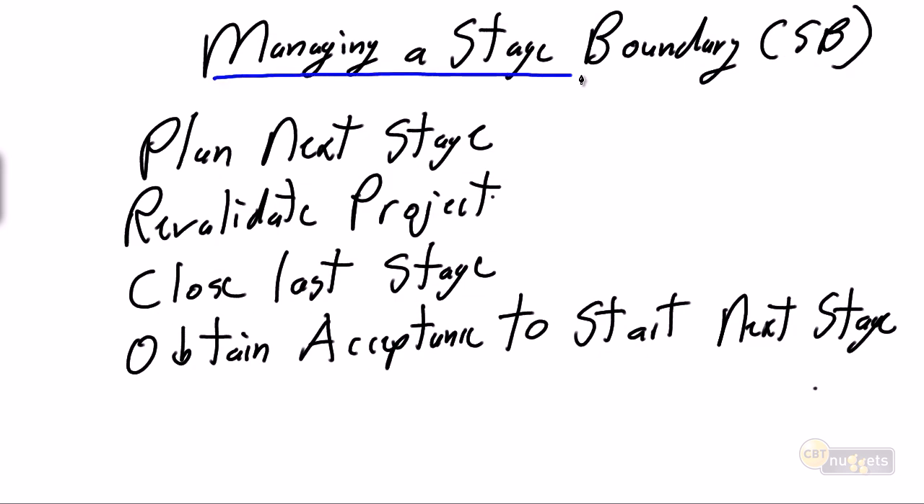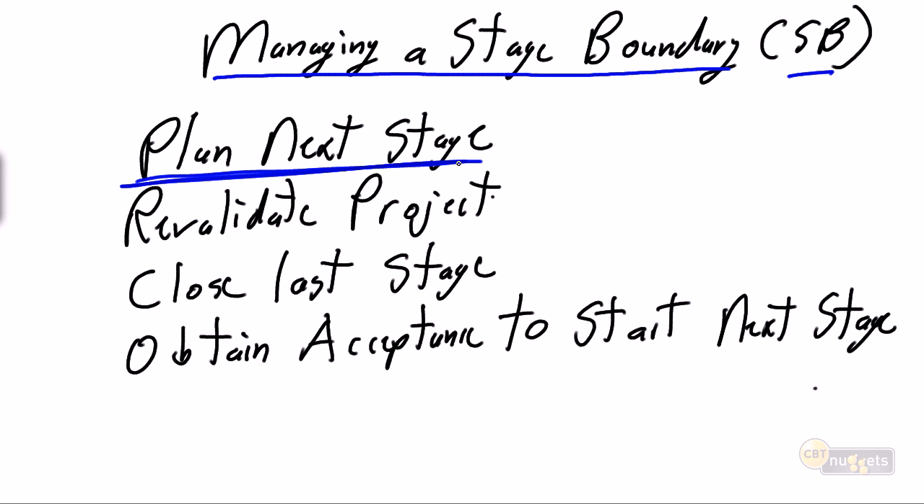And next, probably the most critical aspect of our project management processes is managing the stage boundary, or SB. It's critical because this is where we plan the next stage. We have now completed analysis. We have an absolute, more comprehensive understanding of what it is the project needs.